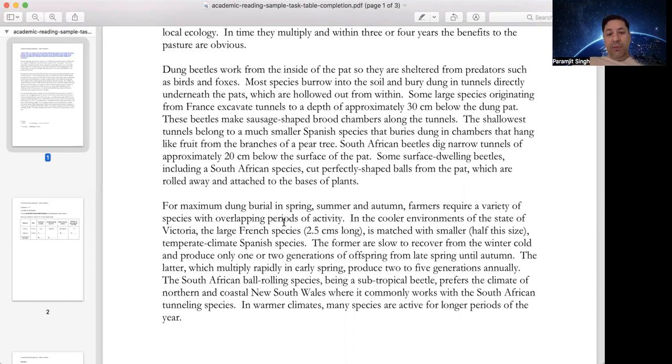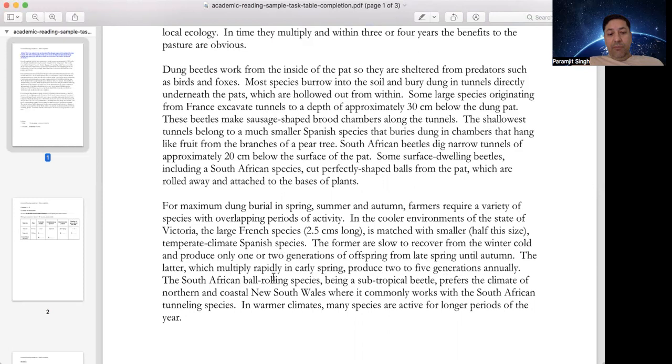The former means French, are slow to recover from winter cold and produce only 1 or 2 generations of offspring from the late spring until autumn. Late spring is when they start. The latter means Spanish species which multiply rapidly in early spring produce 2 to 5 generations annually. Spanish ones make 2 to 4-5 generations every year.